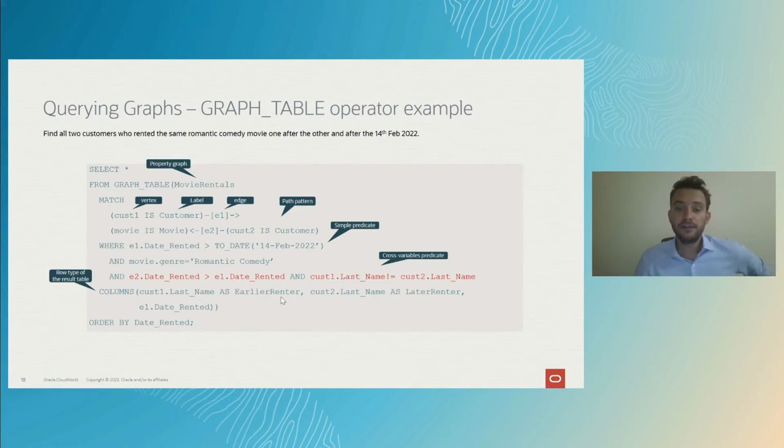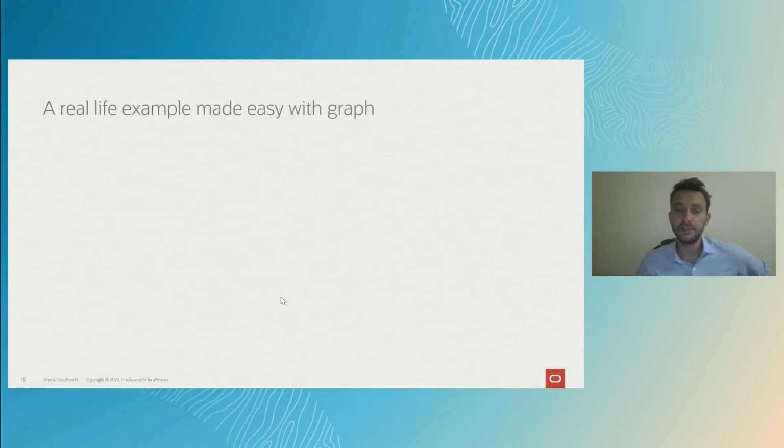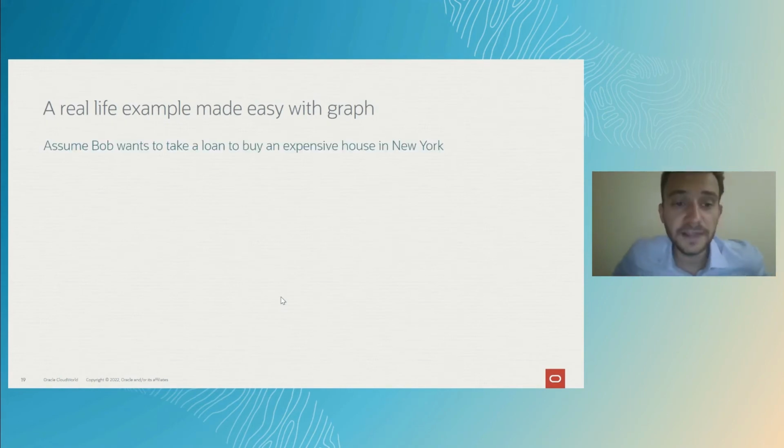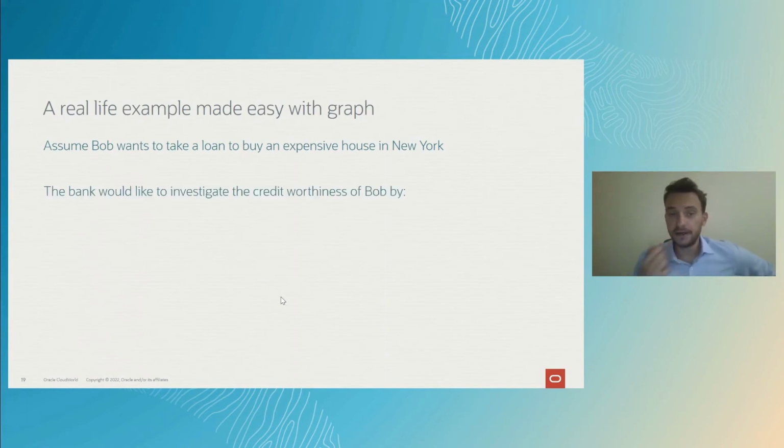Now that we have learned the basic functionality of how we create a graph and how we query it on a very simple example, I want to highlight some more interesting or more complex functionality, again on a real life example. Let's assume we have Bob who wants to take a loan to buy an expensive house in New York. And then the bank would like to investigate the creditworthiness of Bob.